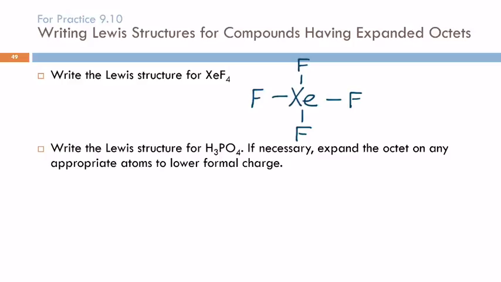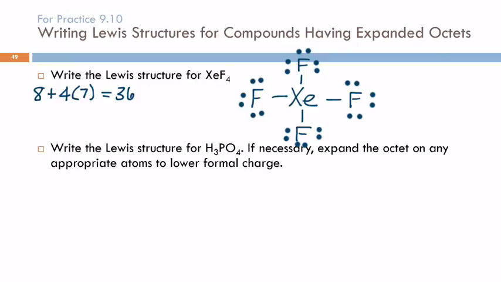Now that we're getting a little better at this, I like to just draw single bonds in to connect things first. And then I just remember to go back and count them. So how many valence electrons does xenon have? 8. And we have 4 fluorines, and they each have 7. So 28 and 8 is 36. So I've already got 2, 4, 6, 8, 10, 12, 14, 16, 18, 20, 22, 24, 26, 28, 30, 32.